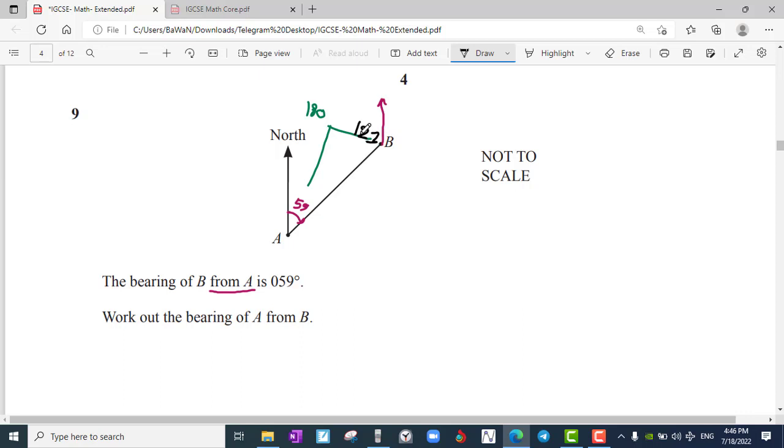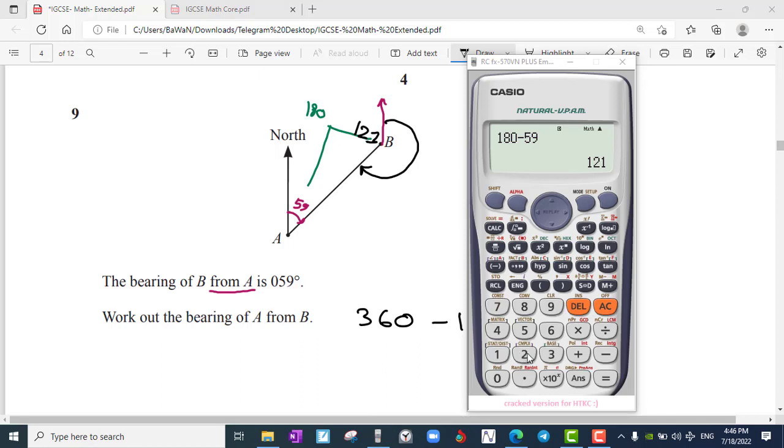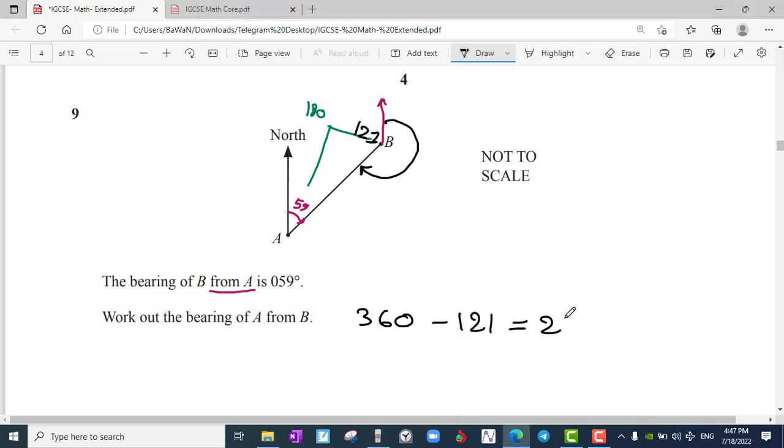Okay, why do we need this angle? This angle is not the bearing, but it will help us to find the actual bearing, which is this side, the bearing from B to A. And you know this angle 121 and this outer angle together add up to 360. So to find the bearing of A from B, we just say 360 minus 121, and it's equal to 239.